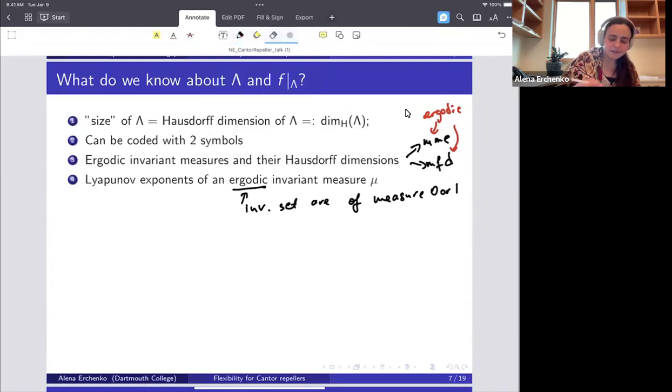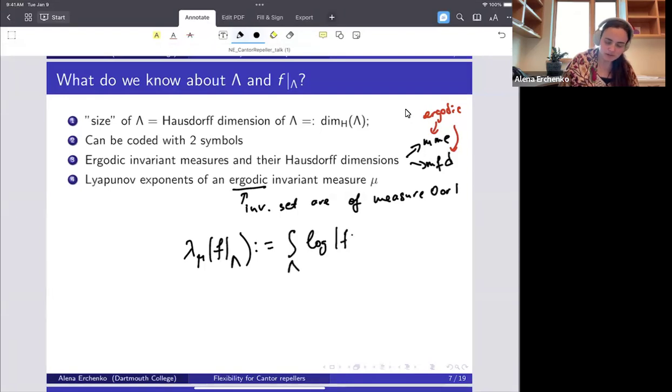Okay, and so I could have given a definition of Lyapunov exponents in general, but if I have an ergodic measure, it's actually very easy because it's constant with respect to the measure, because the expansion would be constant almost everywhere with respect to the measure. So I can actually assign a number. And so if I look at my map and have an ergodic measure, then I just integrate the log of my derivative, right?